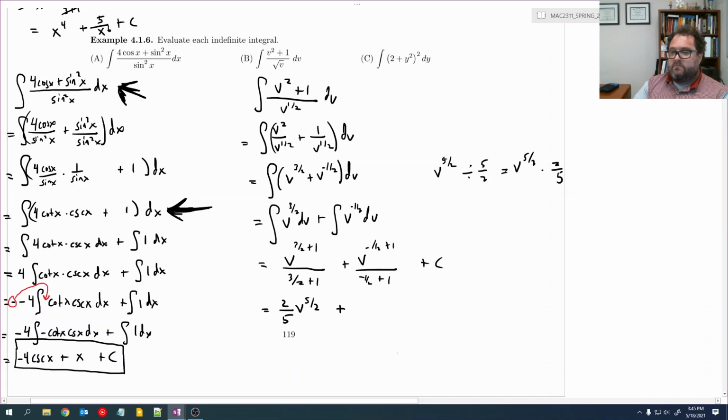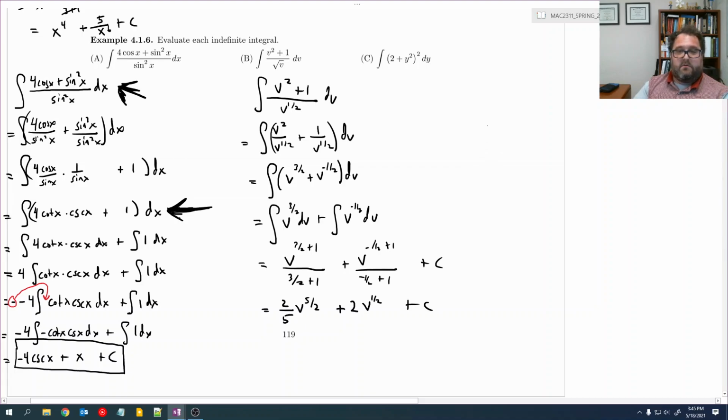Plus, or you know what, it might be negative. Actually, no, it's going to be positive here, because we have v to the 1/2 plus 1. That's the positive 1/2 power. But we're dividing by the same value, 1/2, and dividing by 1/2 is the same thing as multiplying by 2. And of course, we have your plus c.